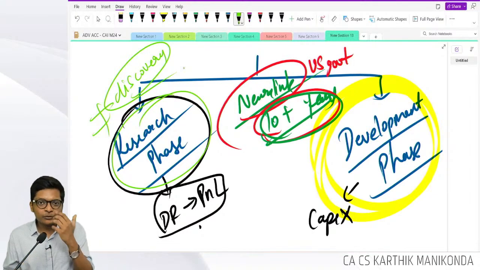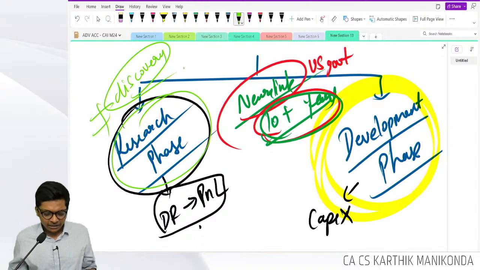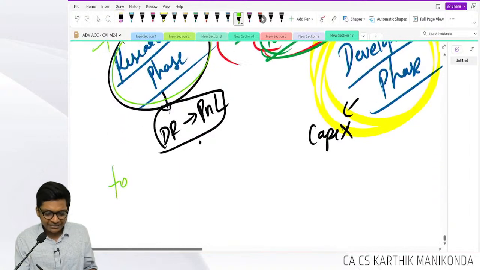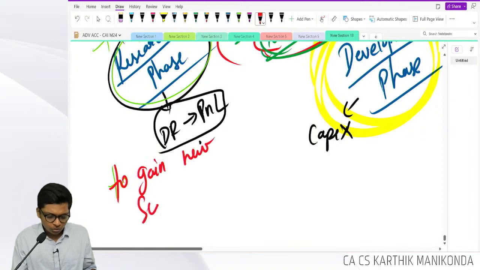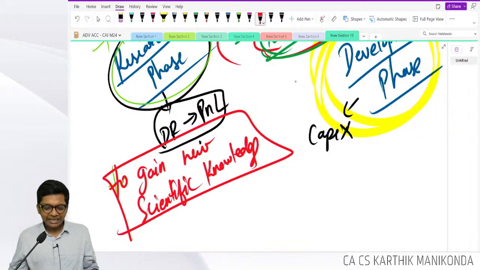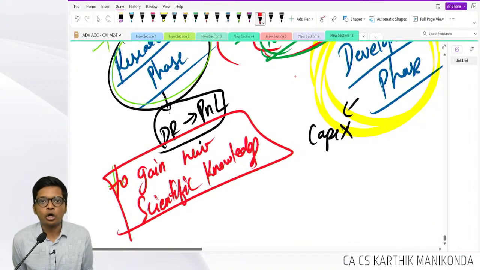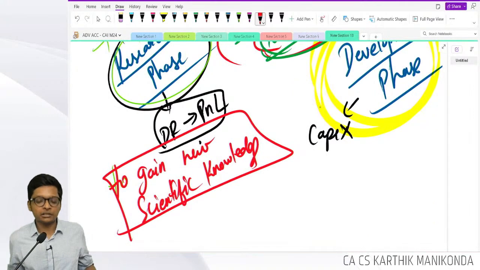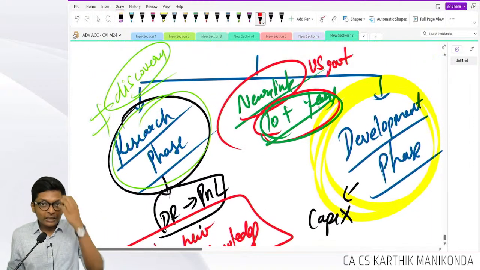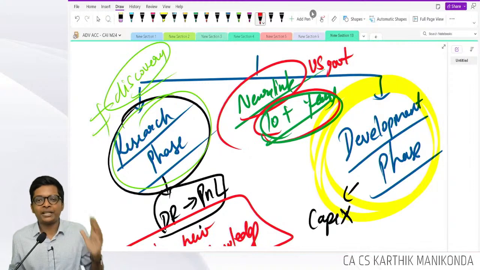Elon Musk's Neuralink was never there on Earth. We researched, then found out. So anything done to gain new scientific knowledge is called research. So Elon Musk found out, okay, I can do this for the chip. That will be debited to P&L.